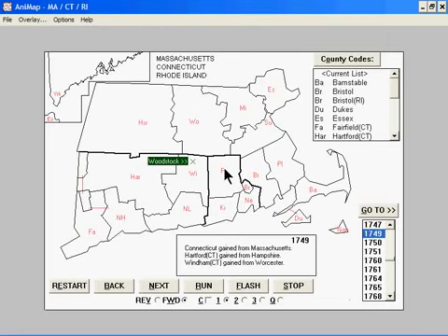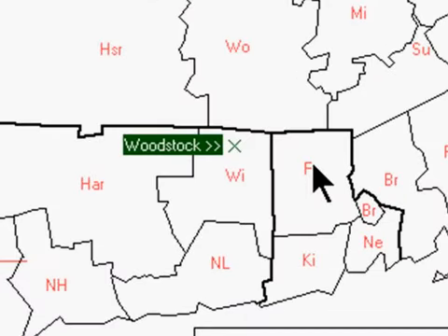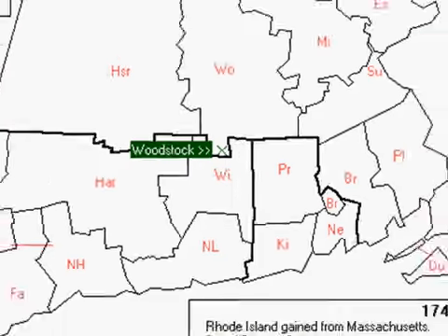Let's take a closer look at Woodstock and the time period in which Nathan Brown was born. In 1749, Woodstock was still in Windham County. Changing the year to 1747, something very interesting is displayed. Again, Woodstock's location has not changed, but the boundaries surrounding it have.